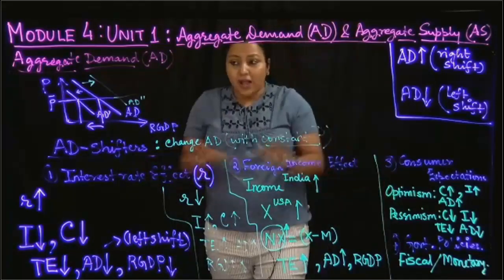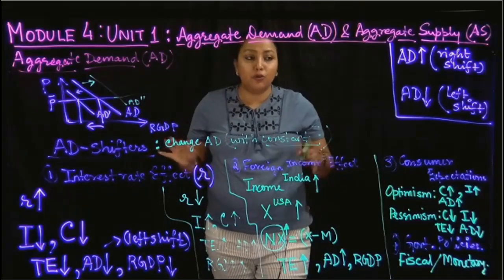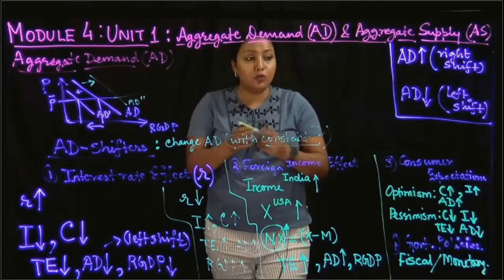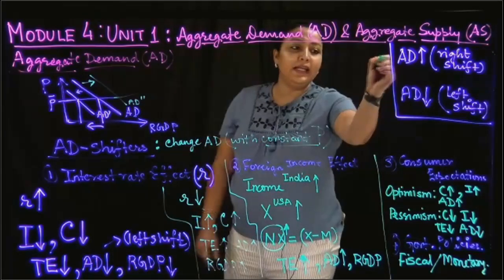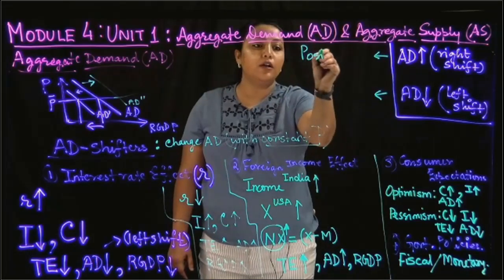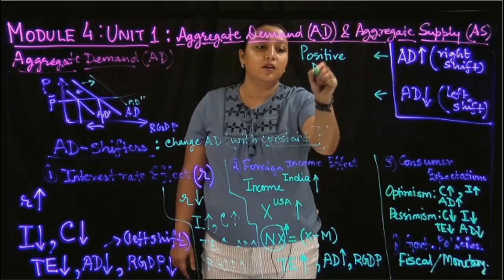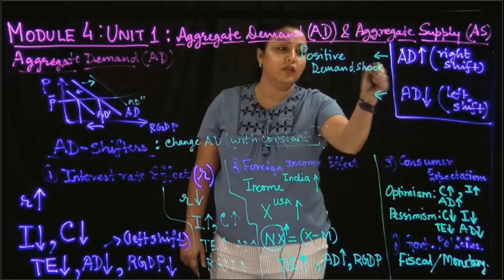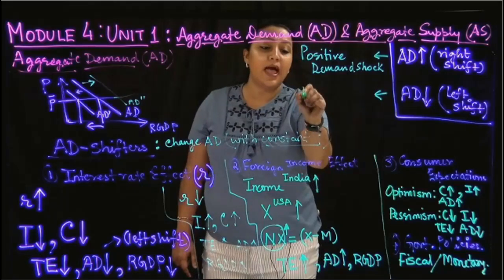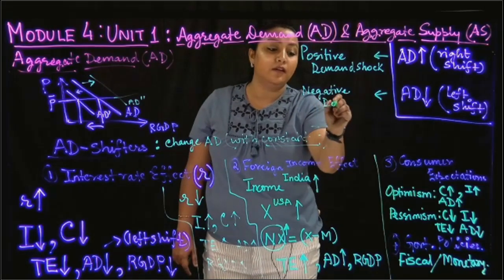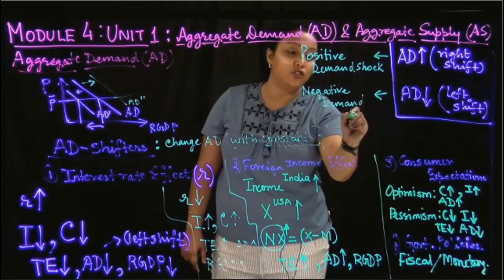Now before I end this video and move on to the next one where I'm going to talk about aggregate supply, I just want to tell you that any increase in the aggregate demand curve is basically called a positive demand shock, and any decrease in aggregate demand is called a negative demand shock.